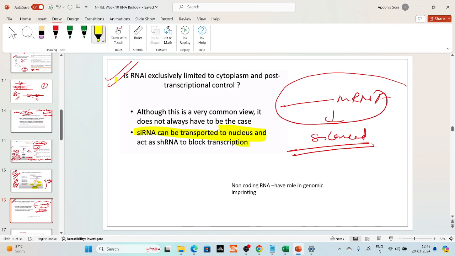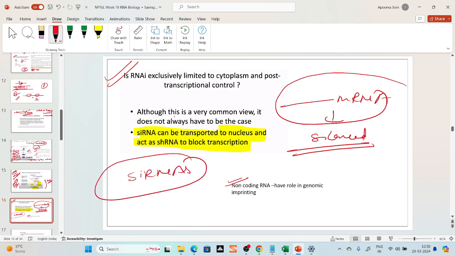What does it mean? We know that non-coding RNA has a role in genomic imprinting. That is what we are studying. We studied about shRNA and how shRNA helps in genomic imprinting. shRNA binds to its target gene and blocks the expression of the transcript of that particular gene. So these shRNAs are nothing but the siRNAs that have been transported to the nucleus. Interesting. Remember, we talk about siRNAs, and these siRNAs are the ones which are involved in cleavage of the target mRNA.